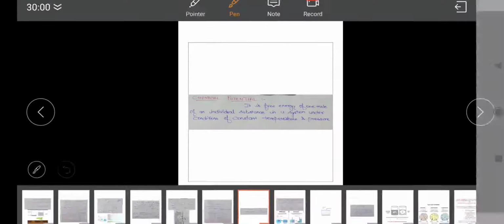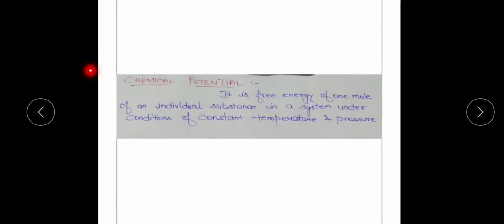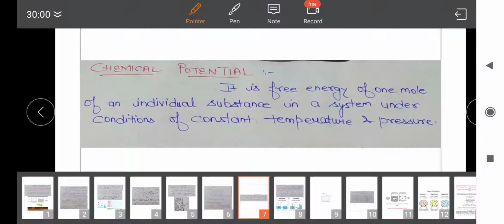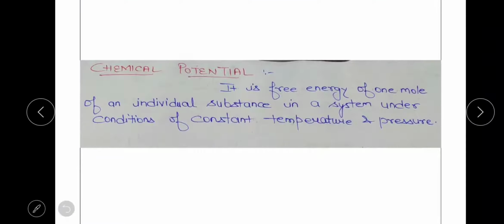So the next term is the chemical potential. Chemical potential is the free energy of 1 mole of an individual substance in a system under conditions of constant temperature and pressure. So that is known as the chemical potential. According to the second law of thermodynamics, the molecules of substances move from a region of their high energy to a region of their lower energy.